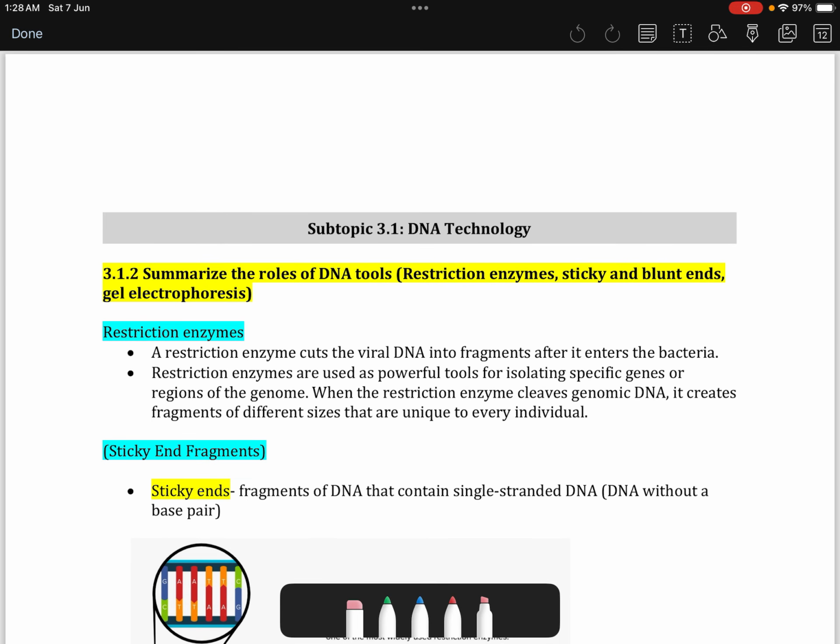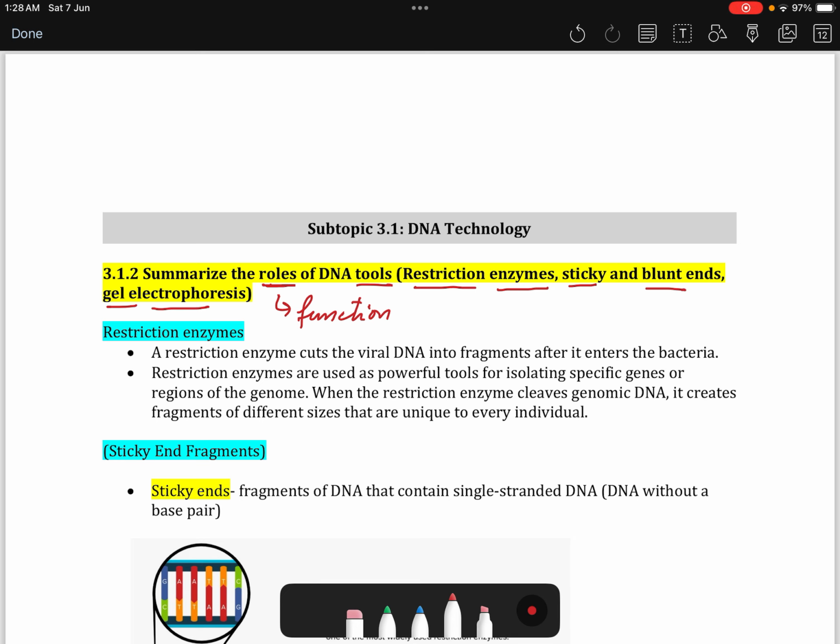Welcome back to topic 3.1, DNA technology. In this topic, we will go through the first KPI, that is, summarize the roles. Once we know that we are going to talk about the role, it means you need to talk about the functions of DNA tools. For example, restriction enzymes, sticky ends and blunt ends, and gel electrophoresis.